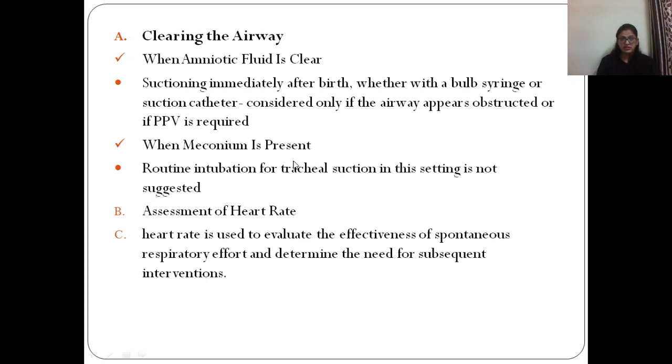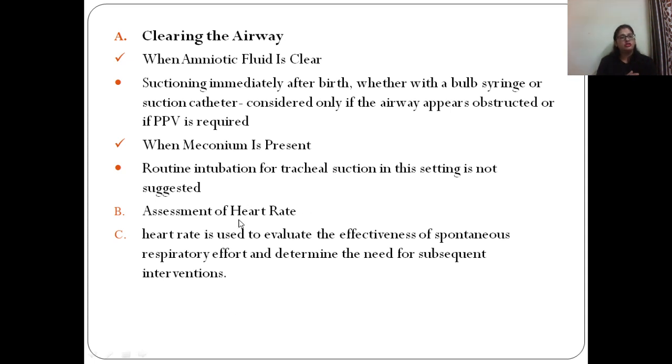When meconium is present, arrangements should be done so as to ensure that the airway is clear. That is true. But now there are no recommendations for routine intubation and intratracheal suctioning to remove the meconium. That is because a child who is born through meconium stained liquor will already be depressed. He may have fetal hypoxia. So these children will be at more risk of developing birth asphyxia and may need assistance for initiating breathing, and hence time should not be wasted in doing tracheal suctioning.